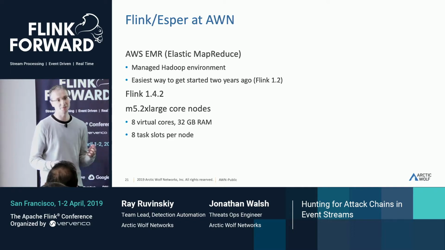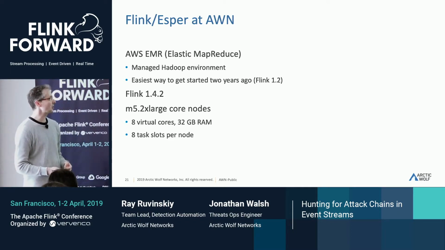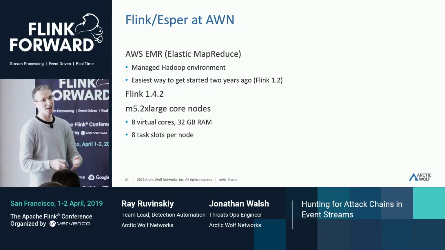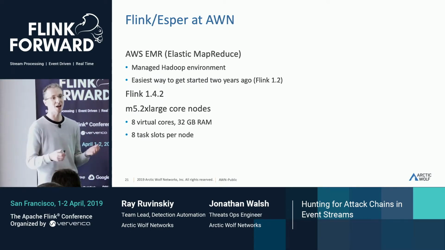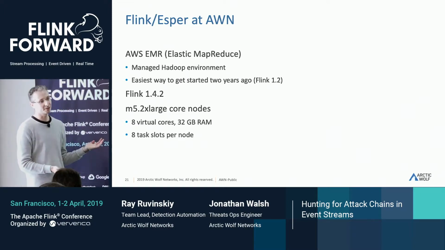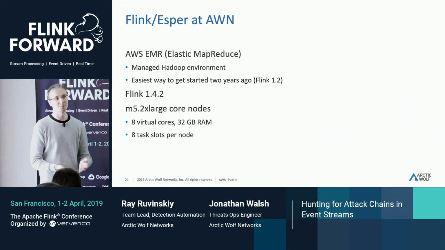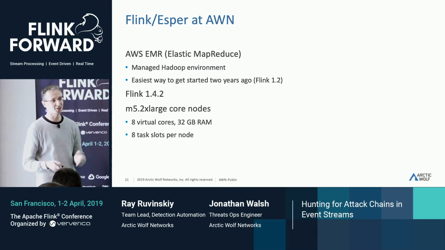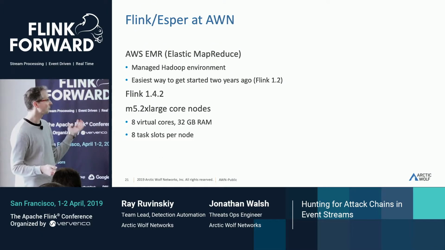It's a managed Hadoop environment. So effectively, you ask AWS to provision a Hadoop cluster. You tell it how many nodes you want to have in the cluster, and you tell it you want to install Flink on it. With EMR, you can ask for a bunch of different things to be installed. You can ask for Spark. You can ask for Ganglia. You can ask for any number of things EMR supports. We ask for Flink.